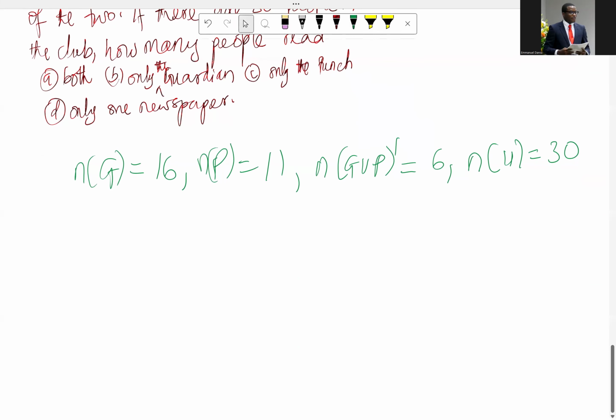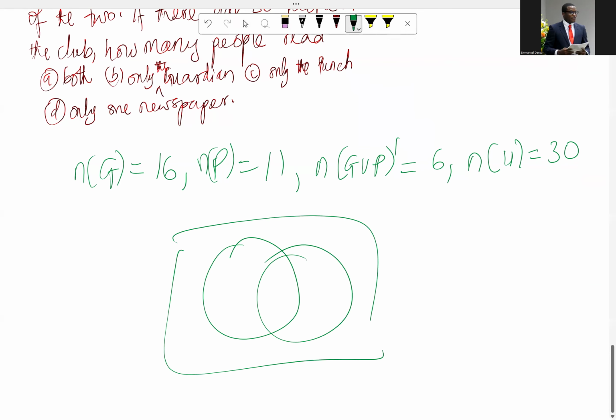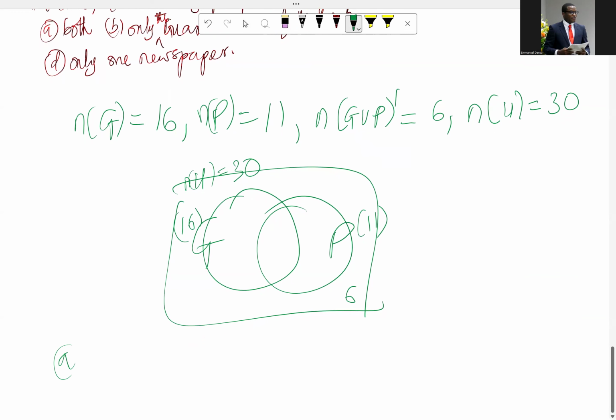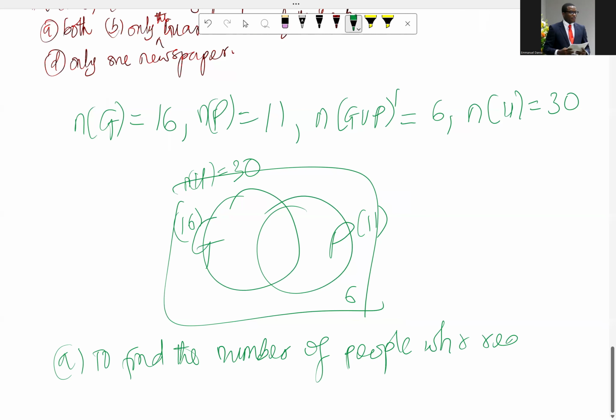So let's quickly draw the diagram. So we have this now. This is Guardian. This is Punch. For Guardian, we have 16 up here. And for Punch, we have 11 up here. And then outsiders, we have 6. Then everybody together, we have 30. The first thing we are looking for is A, right? To find the number of people who read both.